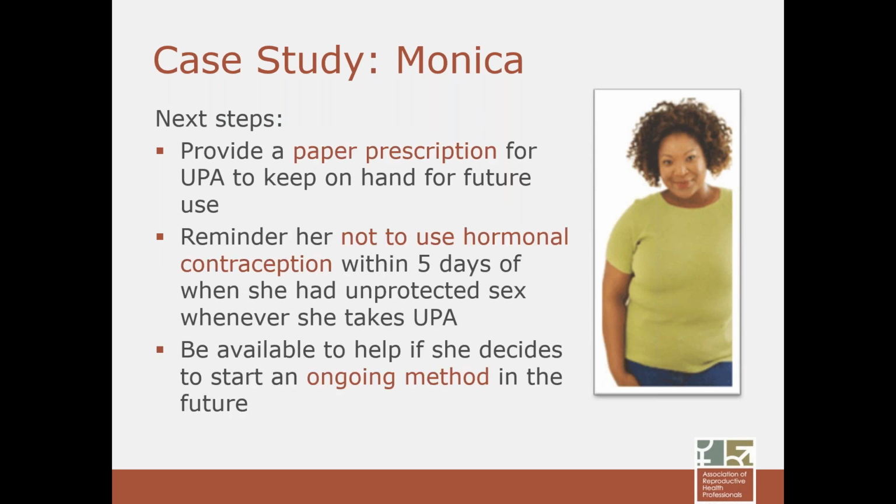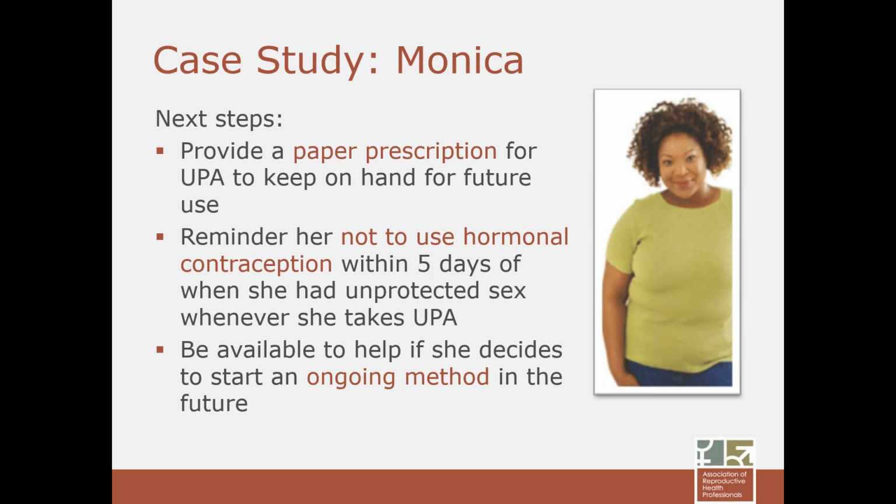Next slide. All right, so in addition to giving her the UPA today, we want to offer another paper prescription for her so that she can keep it on hand in case she needs it again. And just let her know that if she does use it, she shouldn't use a hormonal contraceptive within 5 days of when she had unprotected sex.